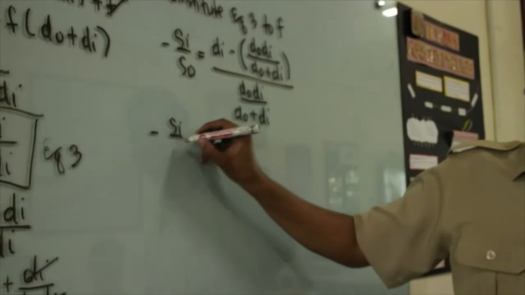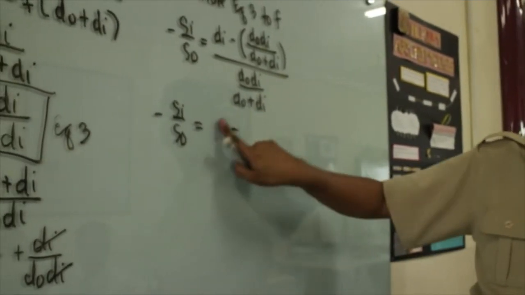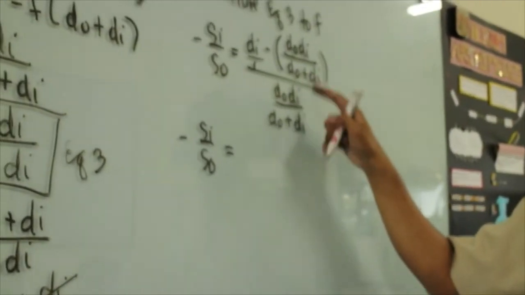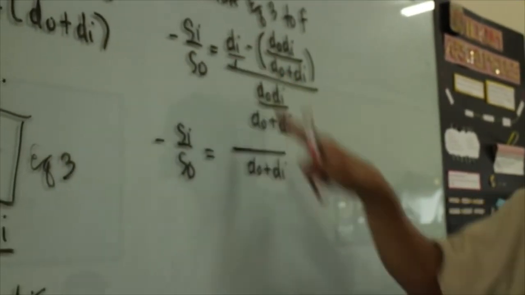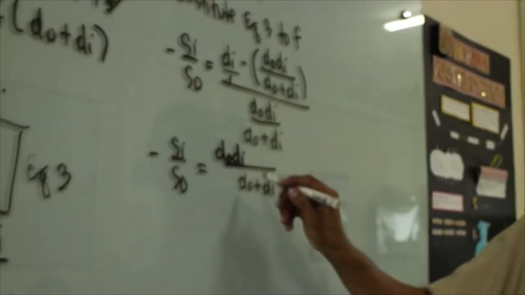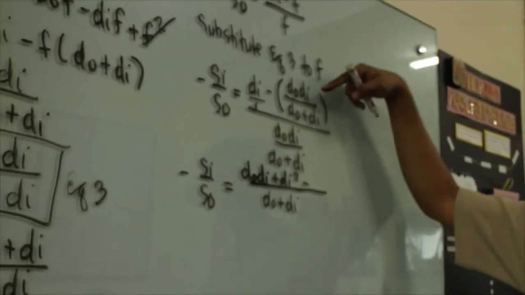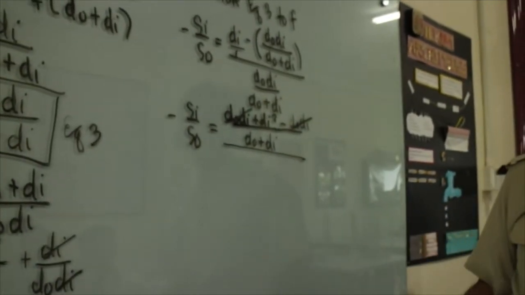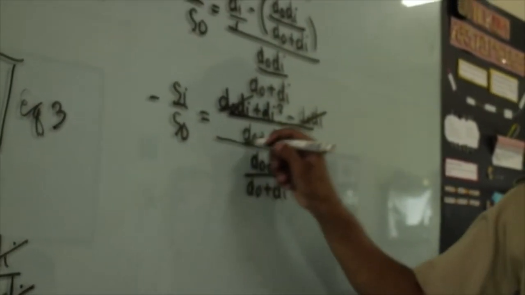So we have negative SI over SO equals DI minus DO DI over DO plus DI. We can get the LCD of this, remember this has over 1. So the LCD of 1 and DO plus DI is DO plus DI, and DO plus DI divided by 1 is 1. Times DI, what will be the result? DO DI plus DI squared, minus DO plus DI divided by DO plus DI times DO DI, which is DO DI. What will be cancelled out there? DO DI will be cancelled. Next, it's over DO DI over DO plus DI. What else will be cancelled? DO plus DI is cancelled.